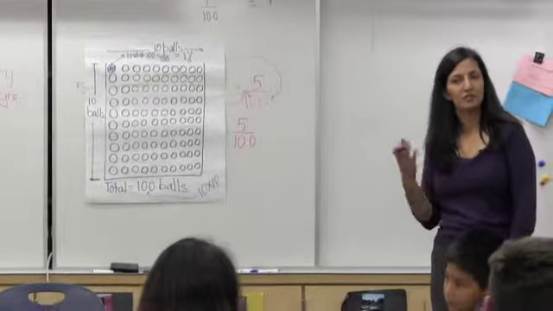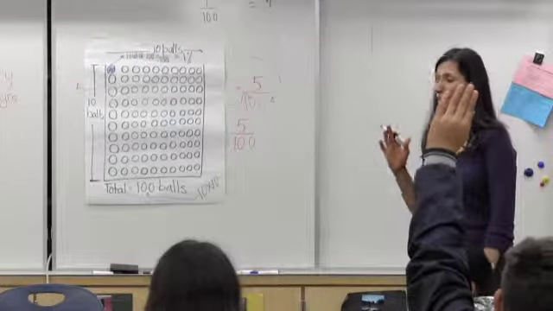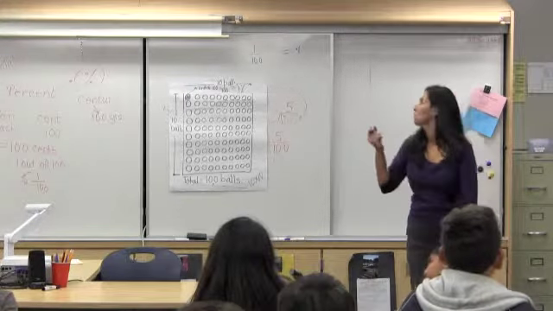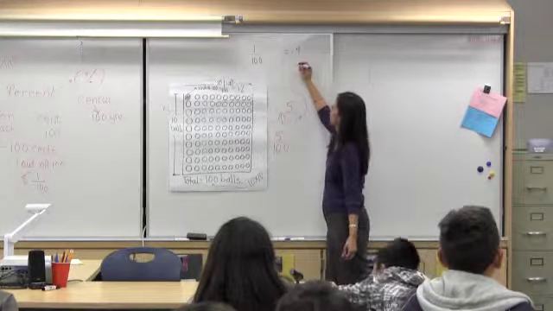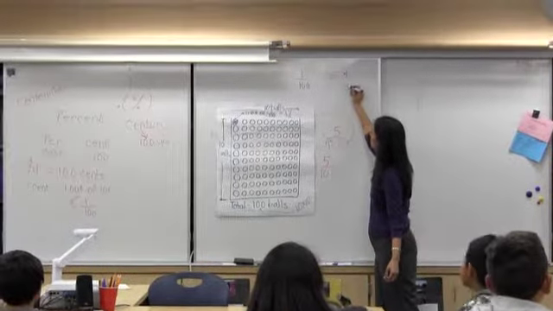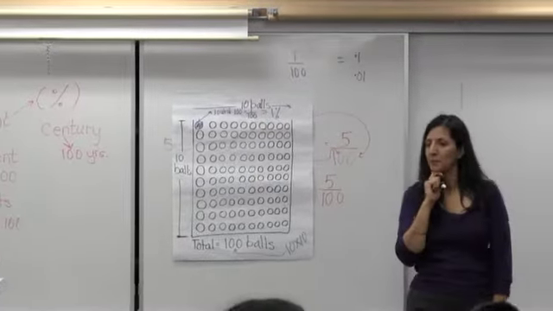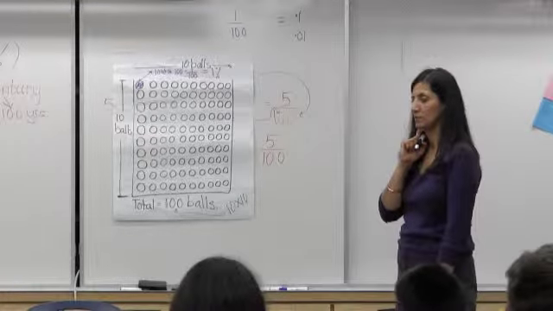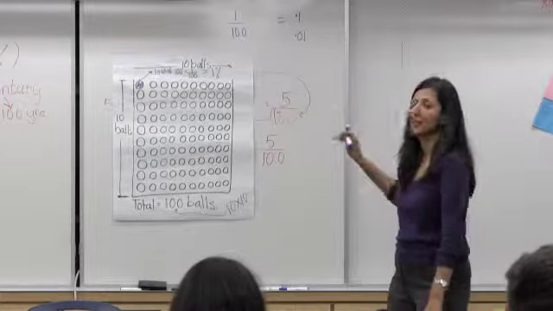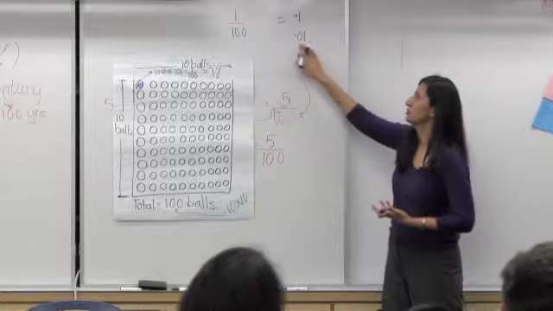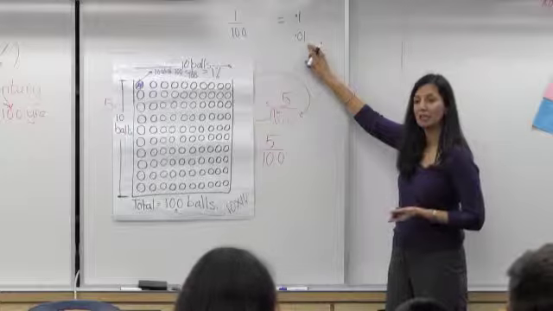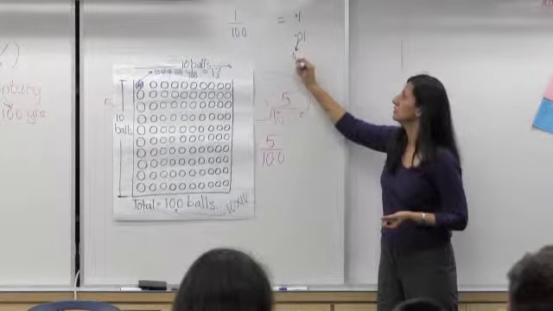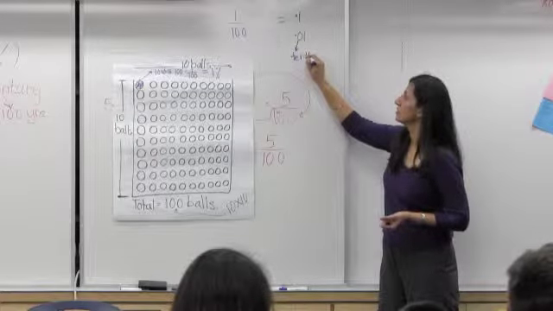Is there someone who has a different answer? Mariah? 0.01. Okay, so Mariah seems to think it's 0.01. Why do you say that, Mariah? Because the 1 is in the 100th place and the 0 is in the 10th place. Correct. And when we're reading our numbers, remember you say the number and you say the place value of the last number.